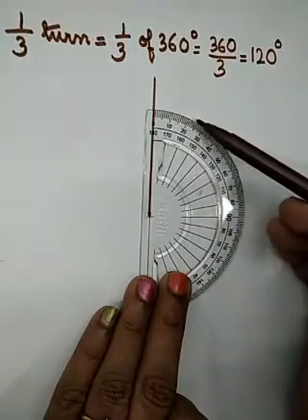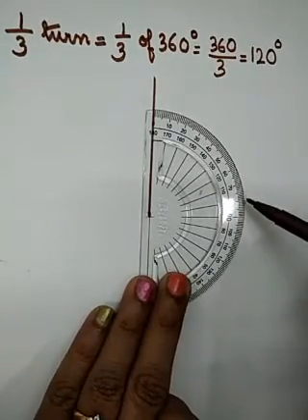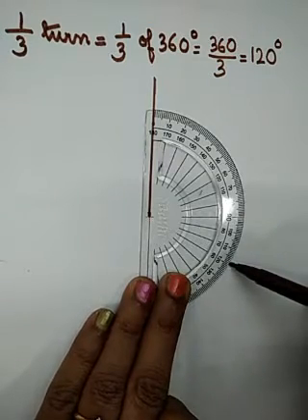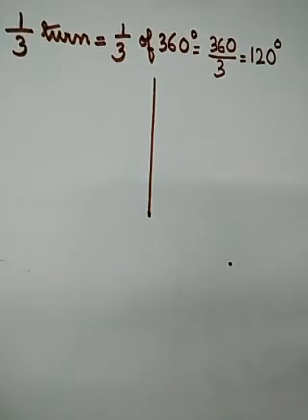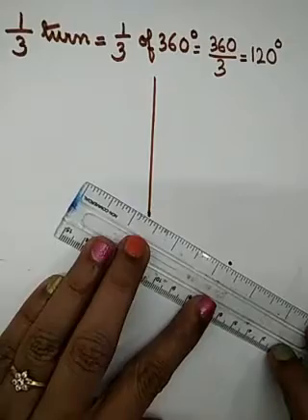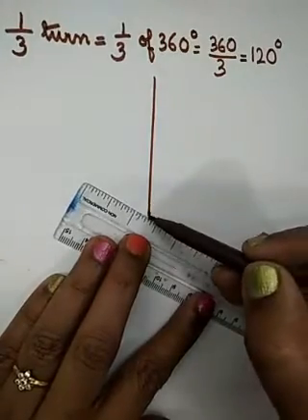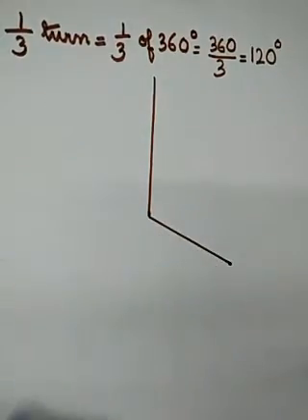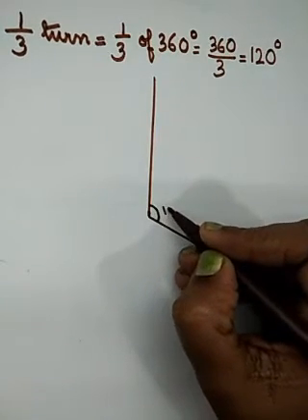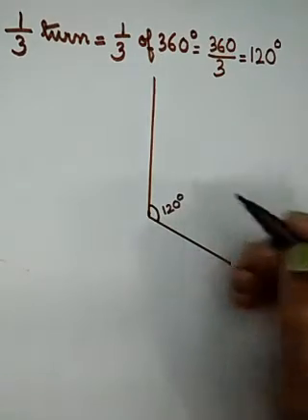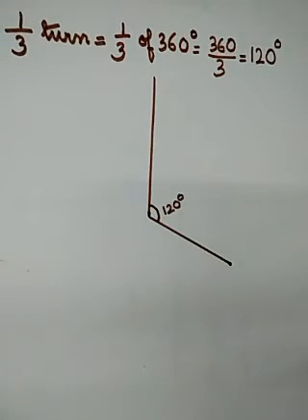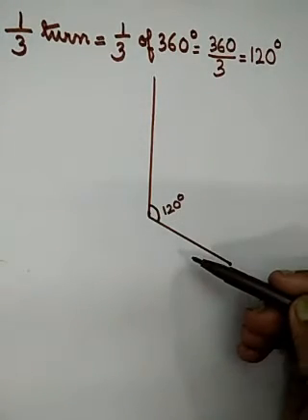So 0, 10, 20, 30, 40, 50, 60, 70, 80, 90, 100, 110 and 120. So this is where my 120 point is. I will join them. Okay. So I will join them. So I have made a 120 degree. So how much is this angle? This angle is 120 degree. And this is 1/3 turn. 1/3 turn के लिए इतना घूमना पड़ता है.